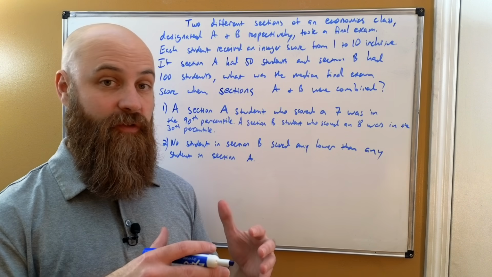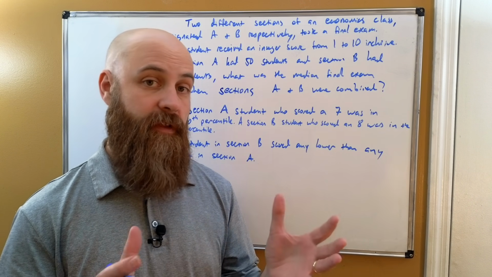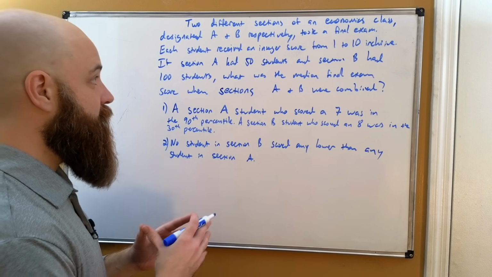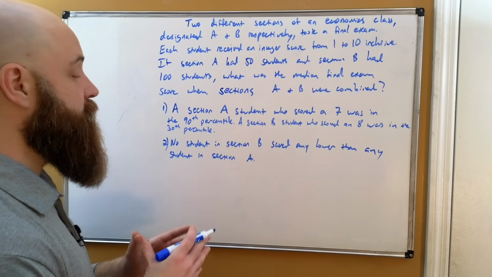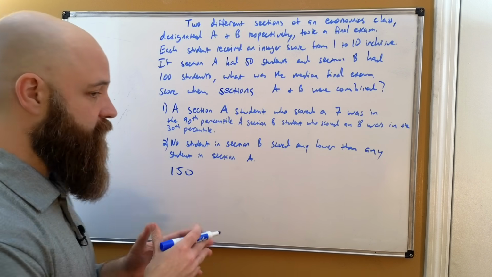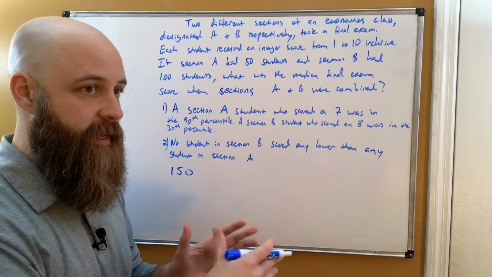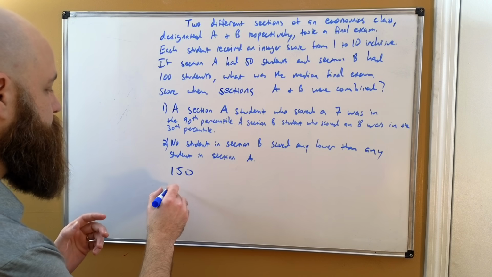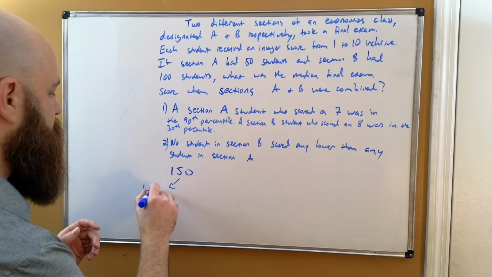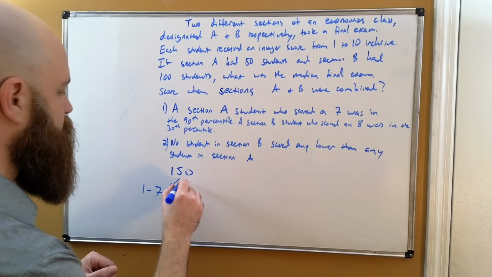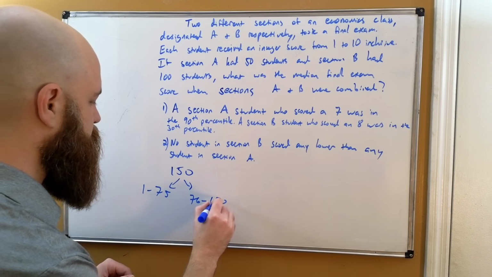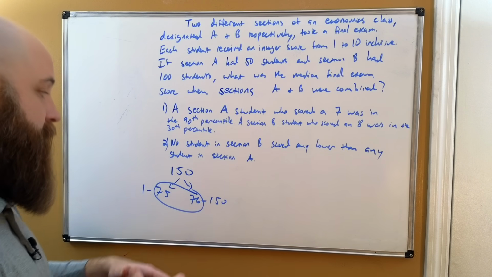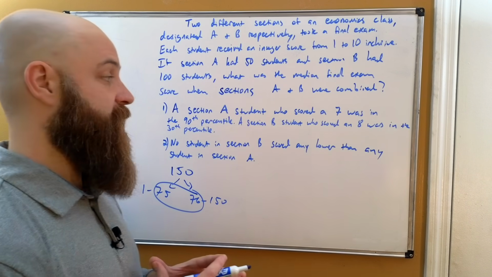Okay, I've got to find the median score. The scores are between 1 and 10 inclusive, so the median is going to be a number between 1 and 10 inclusive. Now, how many scores do I have? Well, I've got 50 students in one section, 100 students in the other, so I've got 150 total scores. So if I were to arrange them from low to high, I want to find the average of the middle 2 scores, since I've got an even number of scores here. Well, let's see, if I divide 150 by 2, I've got the first 75 scores, and the second 75 scores, 76 through 150. So I can see the average of the 75th and the 76th score would give me the median. So that's what I'm trying to figure out.